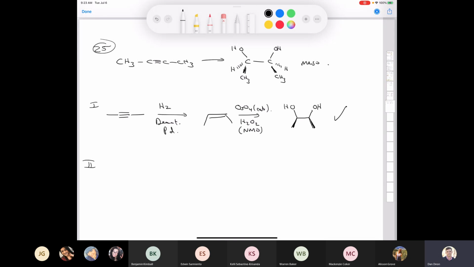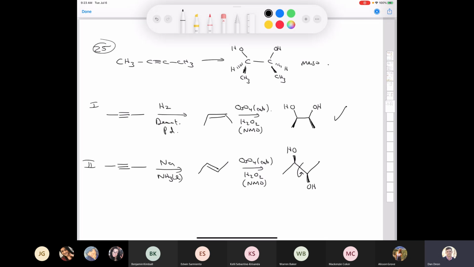If we look at the second way, we start with our 2-butyne again, and we're going to treat that with sodium in liquid ammonia. That's going to give us trans-2-butene. And then if we treat that with the same conditions, so maybe I'll just copy and paste this down here. There we go. That again gives us a syn addition. So that would give us this compound.